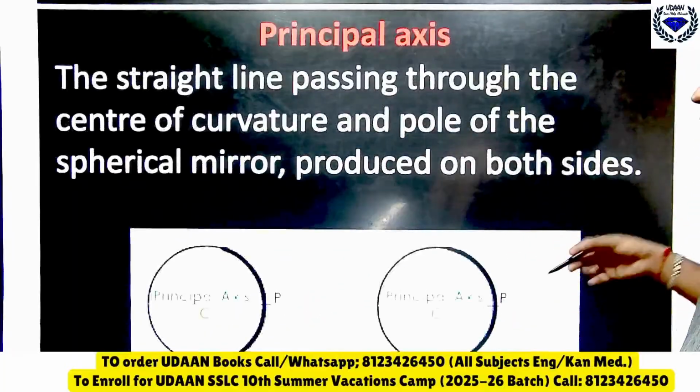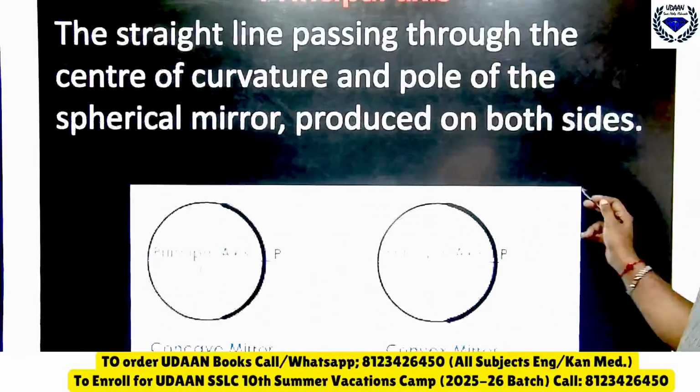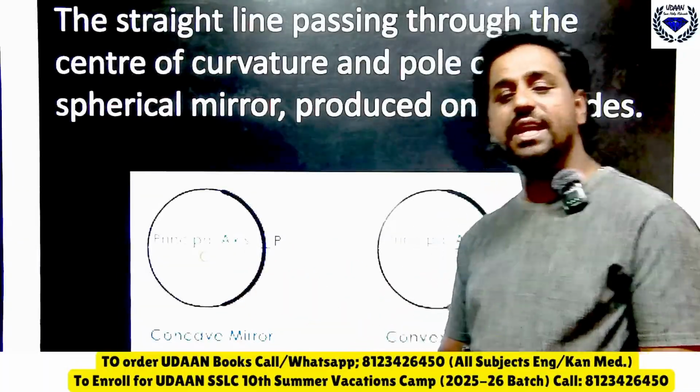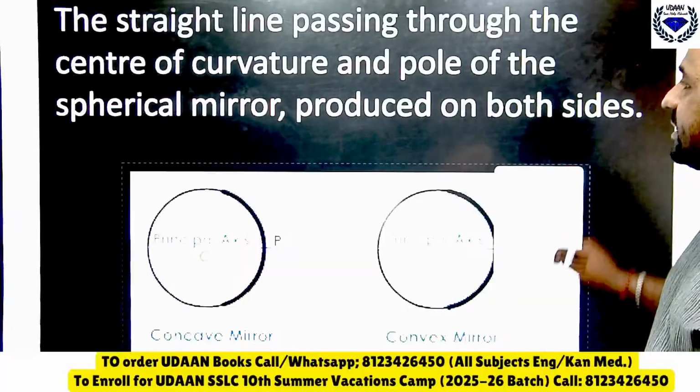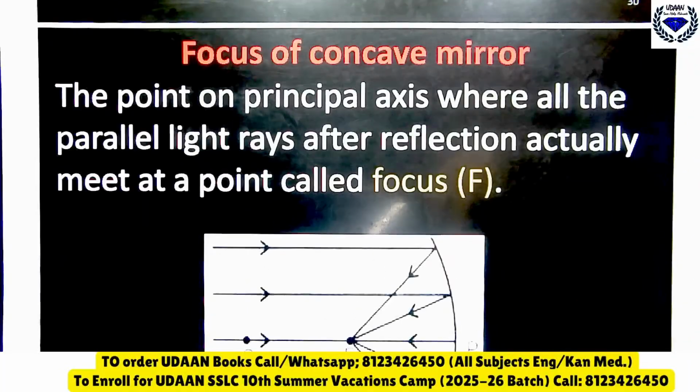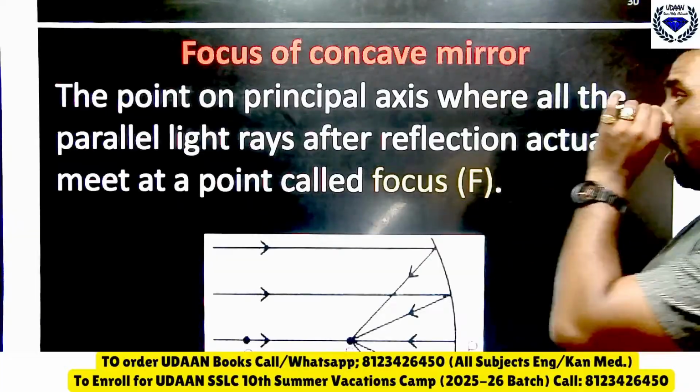Then the straight line passing through the center of curvature and pole, that one we call it as what? It is the principal axis. Then focus, a very important 1 mark question, is focus: the point on the principal axis.